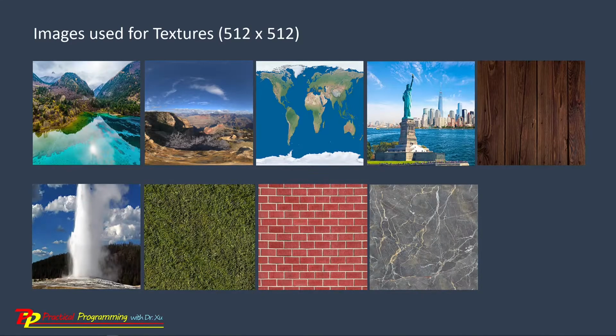In order to create textures, I have added 9 images to the DRST assets folder as we did in the last video. Those images have the same size of 512 by 512 pixels and the same PNG format. Here are the 9 images we are going to use in this example.